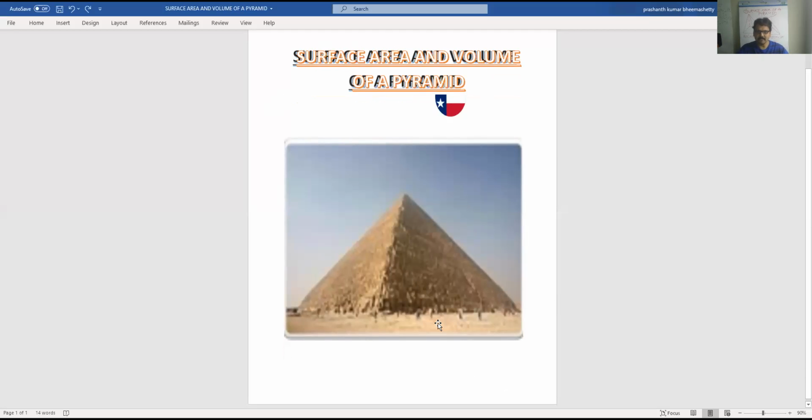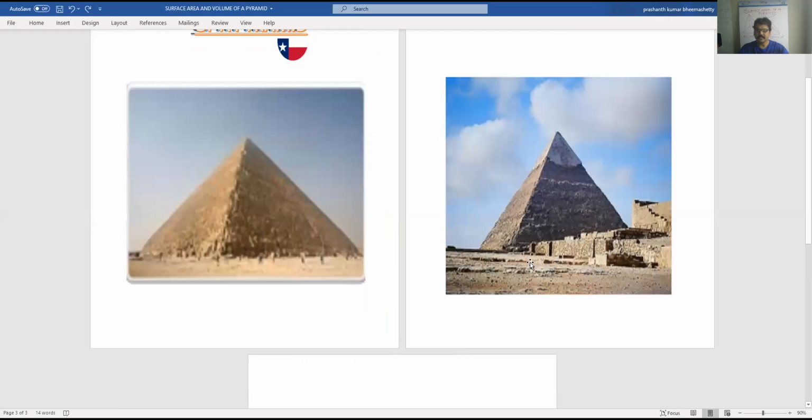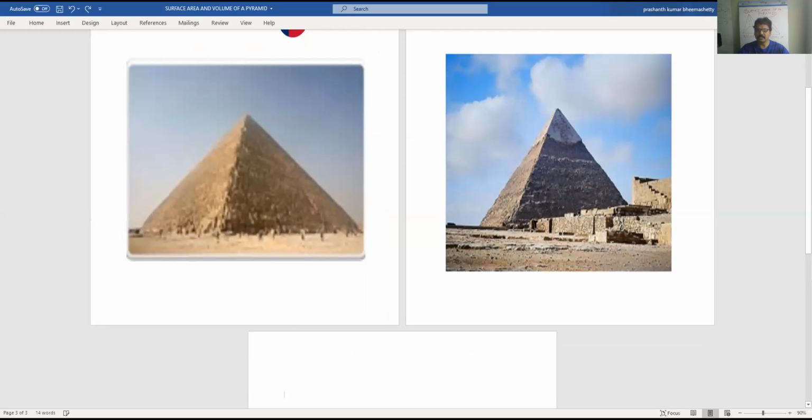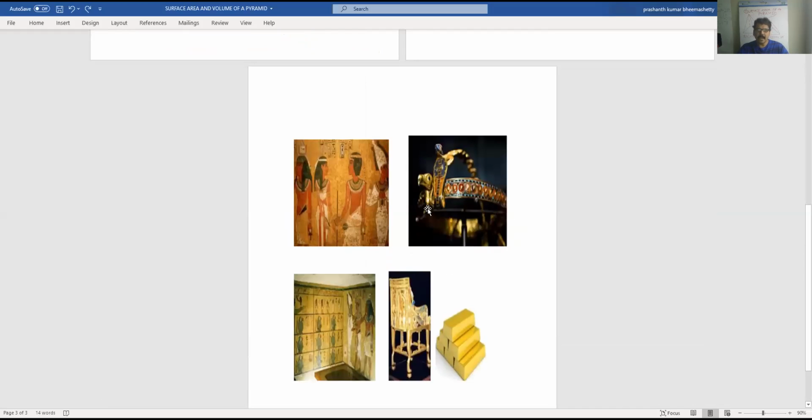You see some people around here. So most often we find the pyramids in Egypt. We find some pyramids even in Mexico too. You see, this is another kind of pyramid here. So these are all real pictures taken. And you see pharaohs here. There is some kind of marriage or something going on.